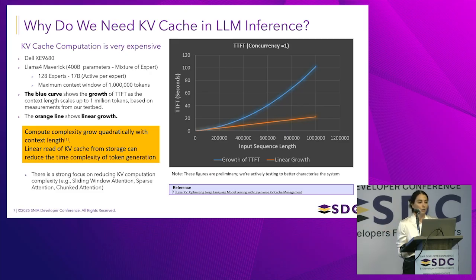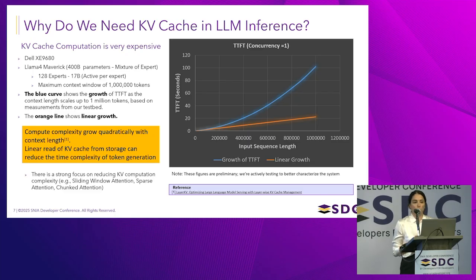We have a Dell server, the XE9680, and we run the Llama model. This model is a mixture of experts, so even though there are 400 billion parameters, there are only 128 experts, and each expert has only 17 billion active parameters. And this model's context window can extend up to 1 million tokens. In this figure, you see the TTFT on the y-axis, and we vary the input context sequence length on the x-axis from 1,000 to 1 million.